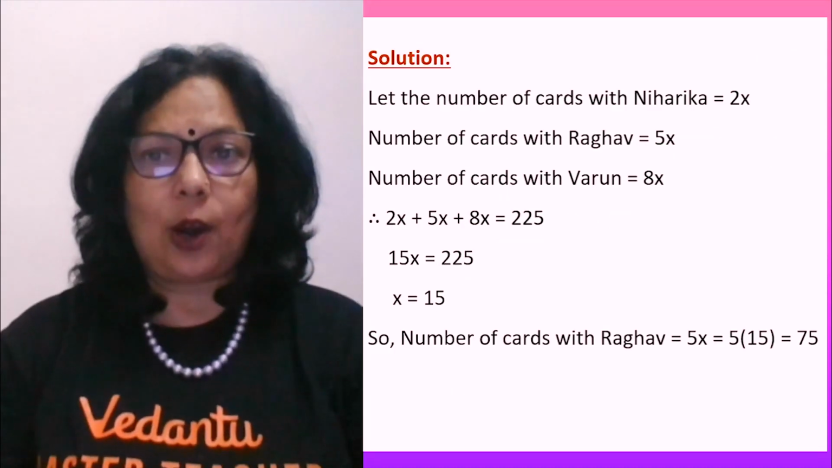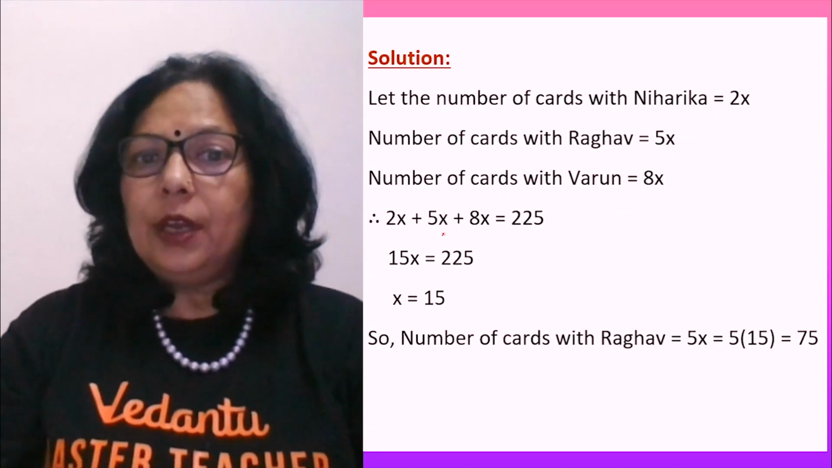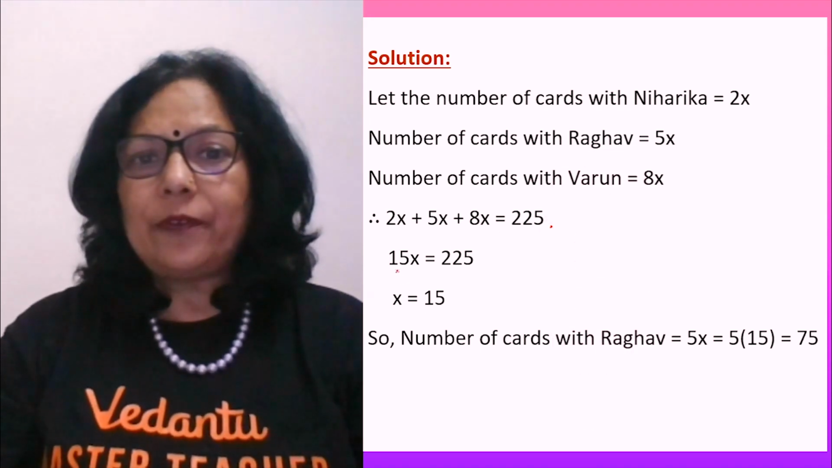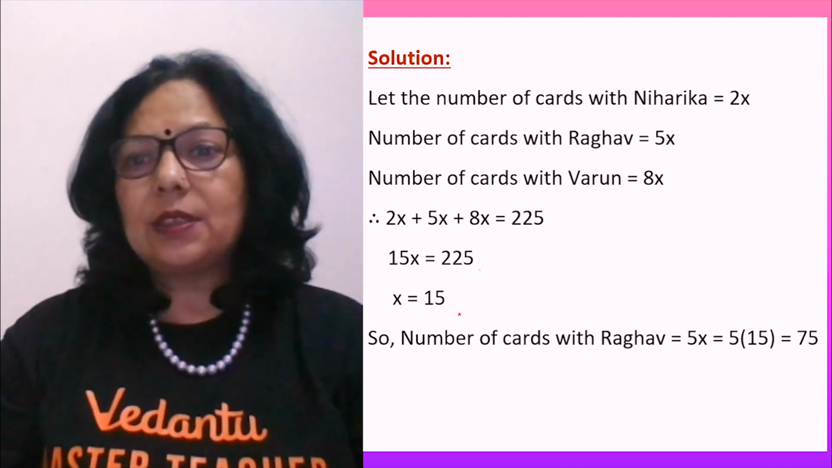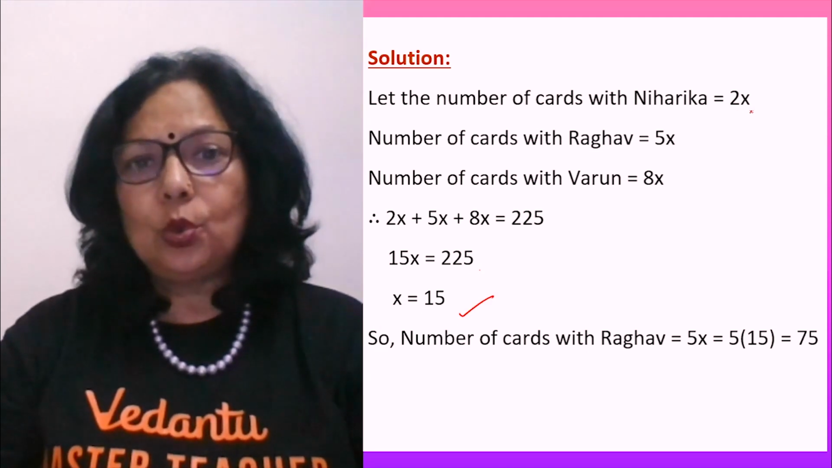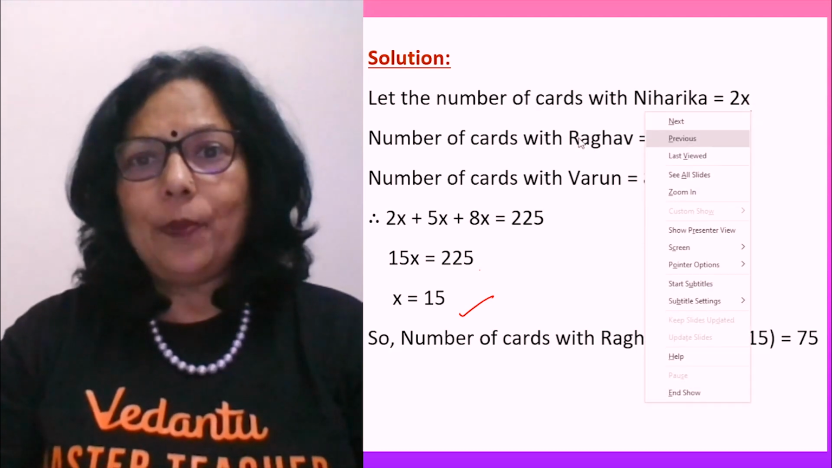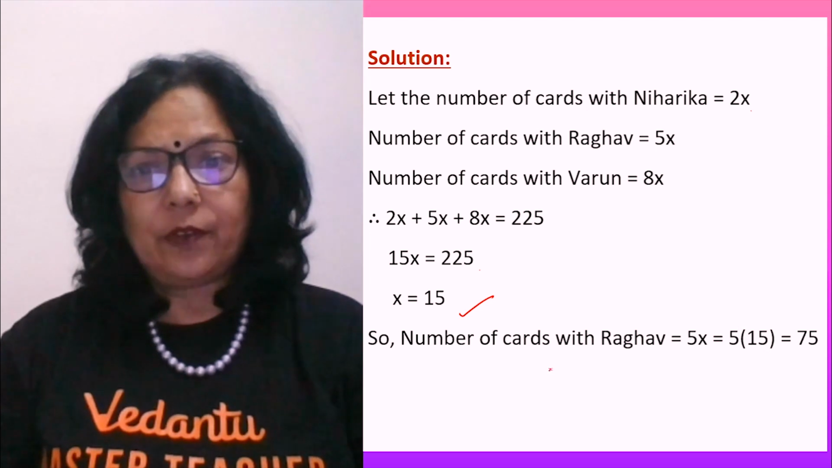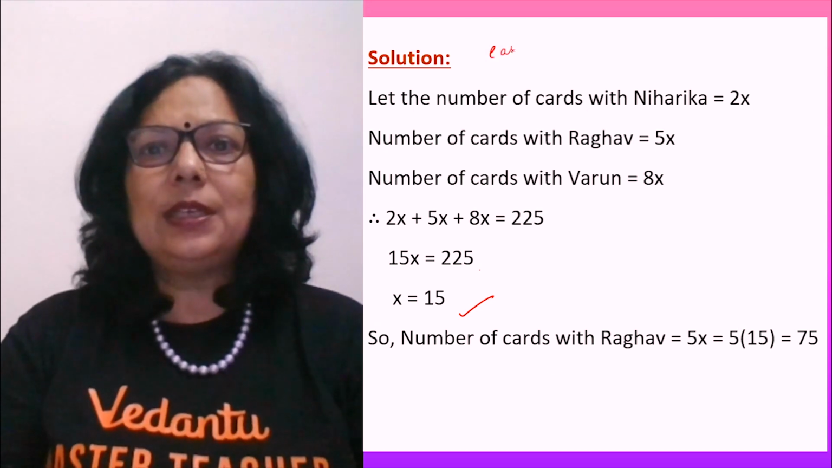Answer is 75. How? I told you, suppose x. When you add all their parts, it comes to 225 cards. So 15x is equal to 225 and x is equal to 15. So how many cards is Niharika having? 2 into 15, 30. How many is Raghav having? 5 into 15, that is 75. So this was the easy question.